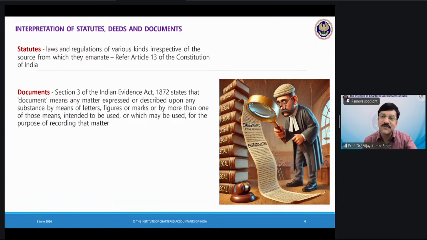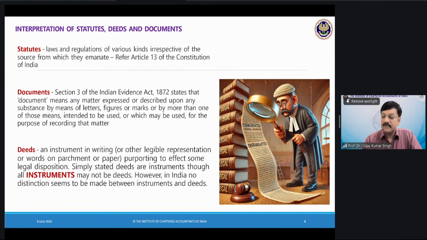What is the right position? That is why people go to courts to get it interpreted and a final verdict given that, okay, fine, this document means this. So documents are also required to be interpreted. Section 3 of the Evidence Act states that document means any matter expressed. Under the General Clauses Act also, we have seen the definition of document. It means any matter expressed, whether by means of letters, figures, marks, or more than one of those means.